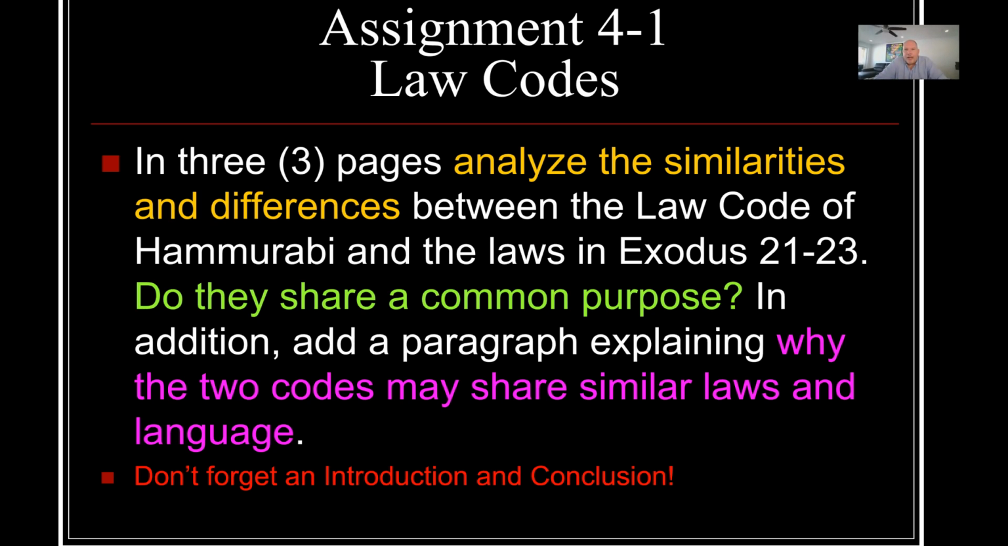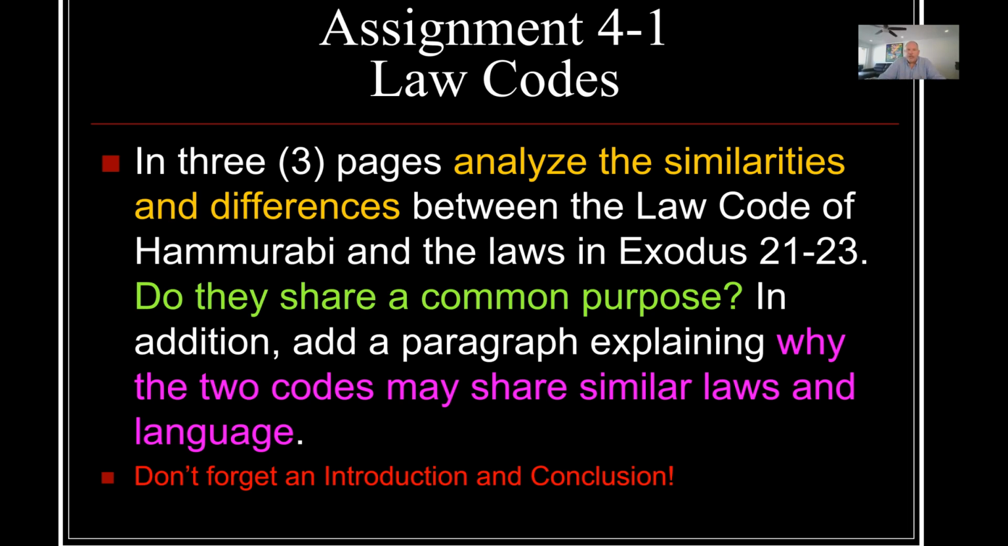So with that in mind, under assignment 4.1, in 3 pages, and that's an approximation. You can make it 12 pages, you can make it 2 pages. Analyze the similarities and differences between the law code of Hammurabi and the laws in Exodus chapters 21 to 23, which is the book of the covenant, not the 10 commandments. Do these 2 law codes share a common purpose, and do they share similarities, or are they different? In addition, add a paragraph explaining why the 2 codes may share similar laws and language.